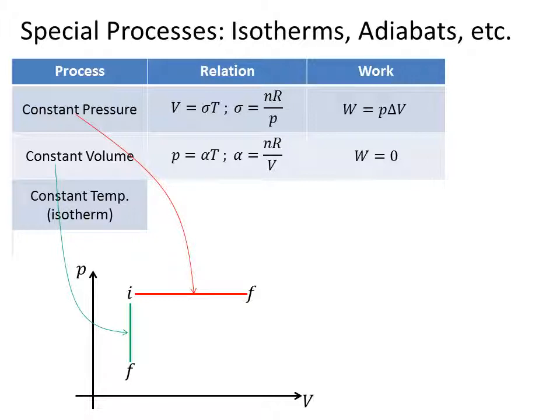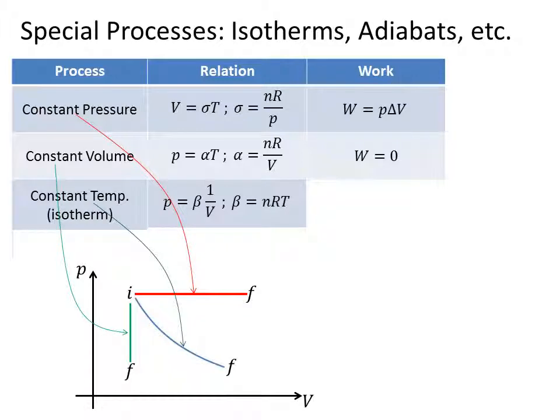Okay, a new idea is a constant temperature process, sometimes known as an isothermal process, or the curve that goes along with it is known as an isotherm. So in this case, the blue curve going from I to F is an isotherm, and the pressure is related to the volume, where it's equal to a constant beta times 1 over V. So the curve is a 1 over V curve for the pressure.